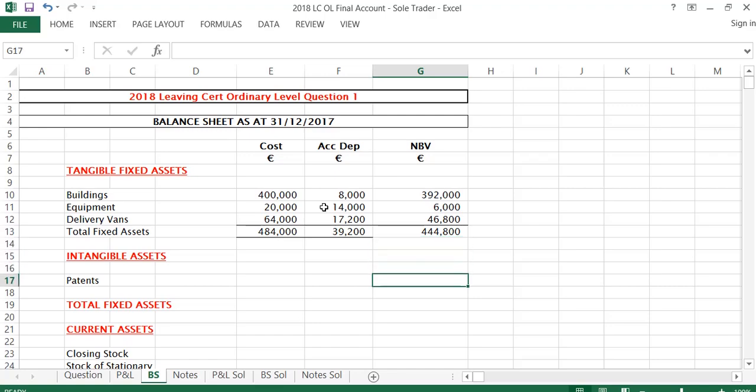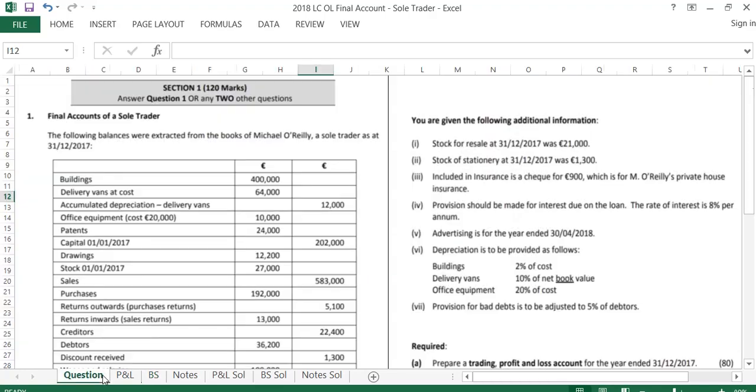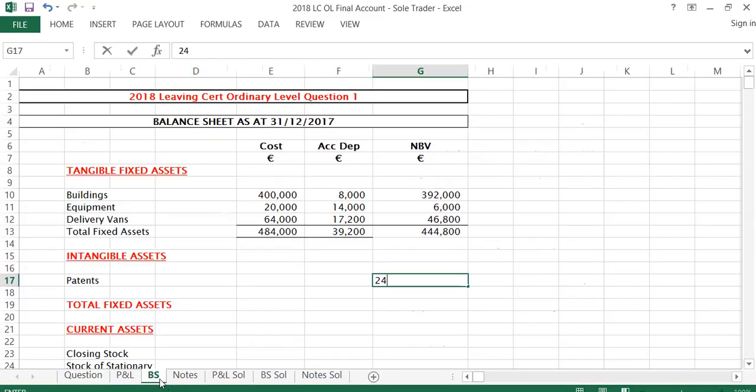Intangible assets. The only intangible asset that there is are patents, and my patents are 24,000, so they will go in here. And there's no financial assets, there's no investments, so my total fixed assets are just my tangibles plus my intangibles, leaving me with total fixed assets of 468,800.